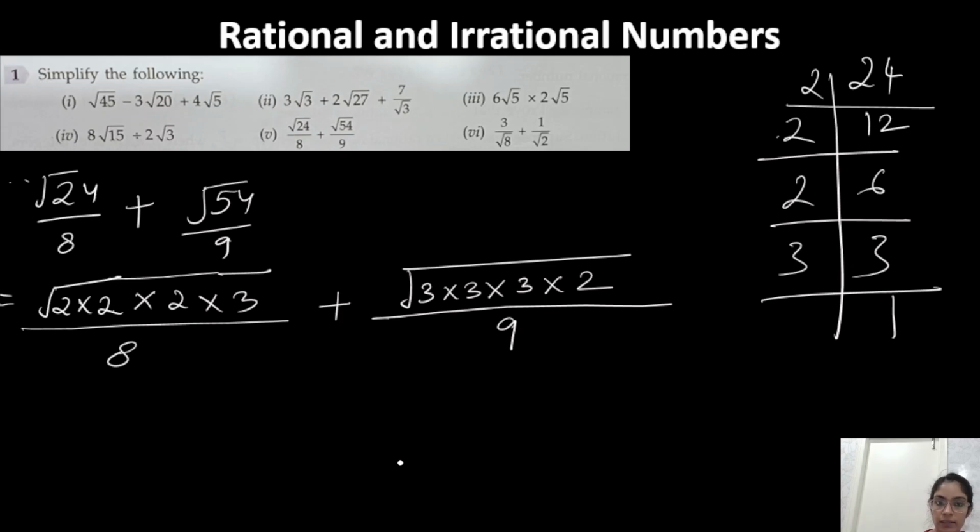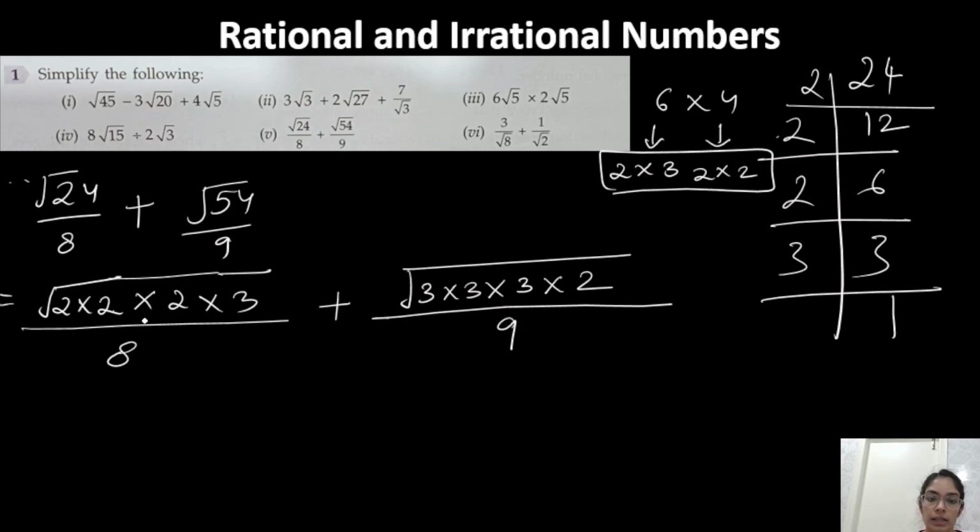So I hope you have understood this. See, once again I'll do 24. We know 6 into 4, or maybe 8 into 3. So 6 we can write as 2 into 3, 4 we can write as 2 into 2. So here we can directly write its factors the same way. 54 is 6 into 9. So we can write 9 as 3 into 3, 6 as 3 into 2. Now we can simplify: two twos, one pair.